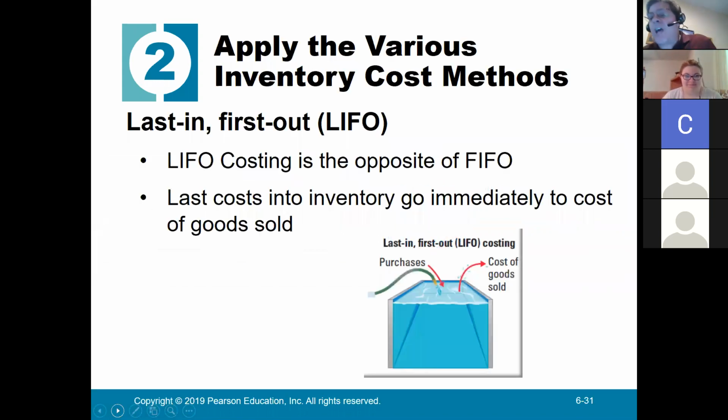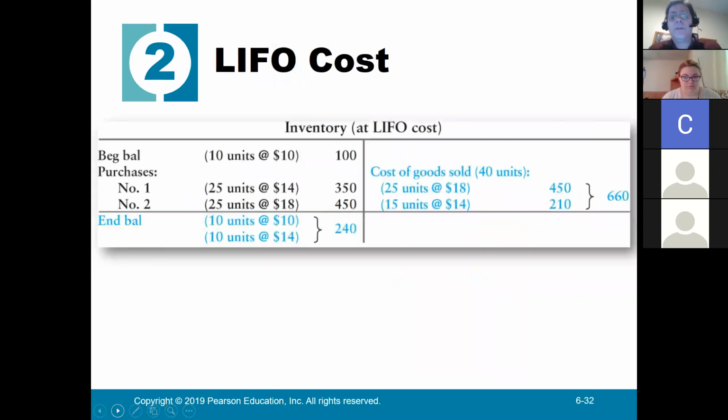All right, the last one, the least logical of the bunch. One that makes us think, who thought of this one? Last in, first out, LIFO. So now we're selling the most recent, the newest items. Or at least we're making the assumption that this is what happened. We don't know. So how would that work?